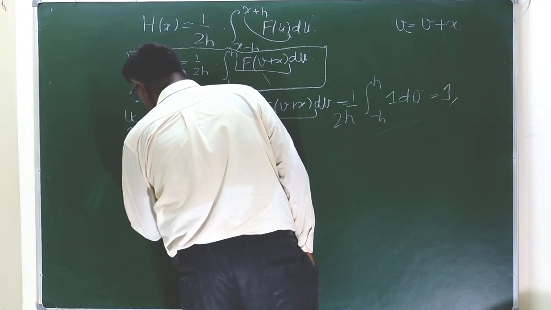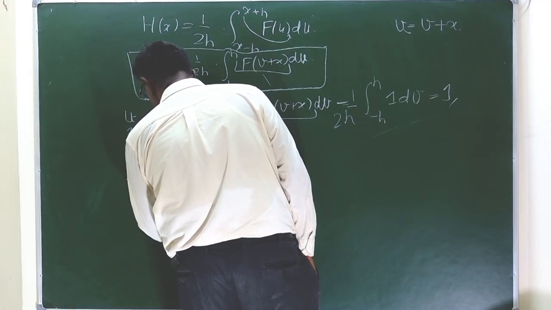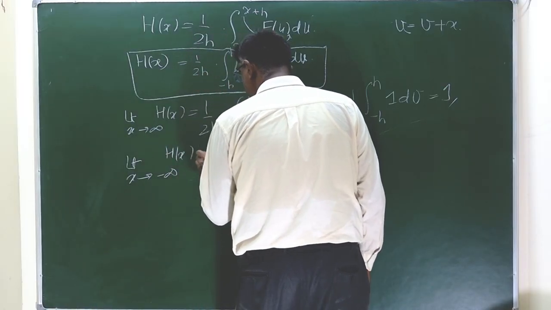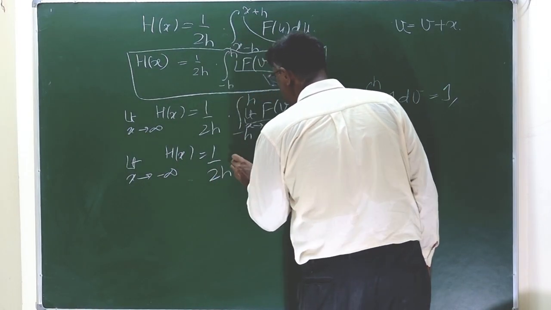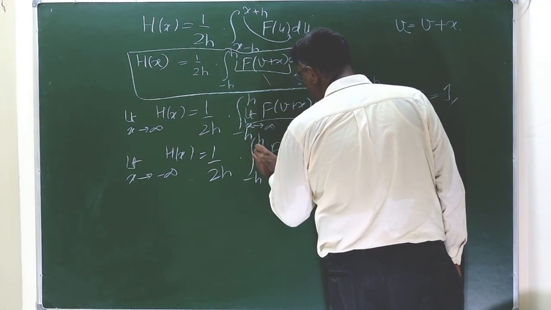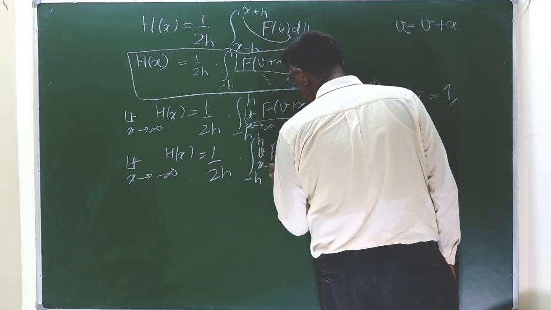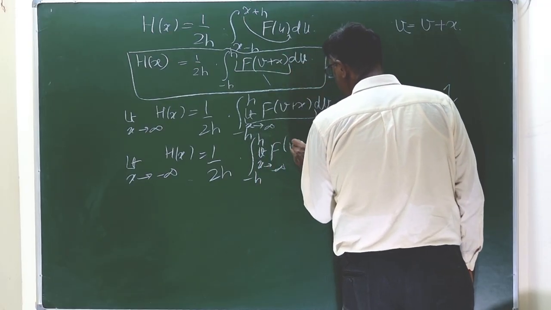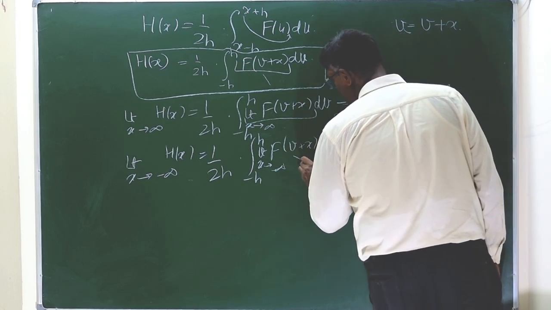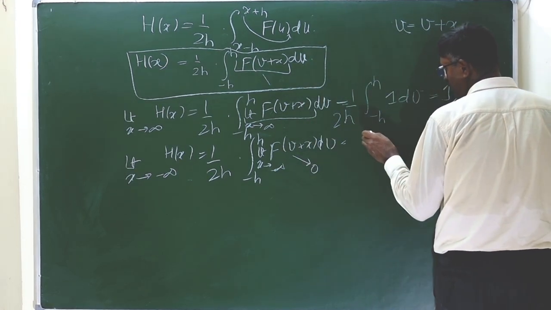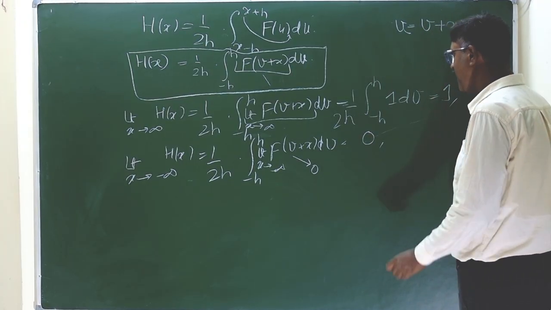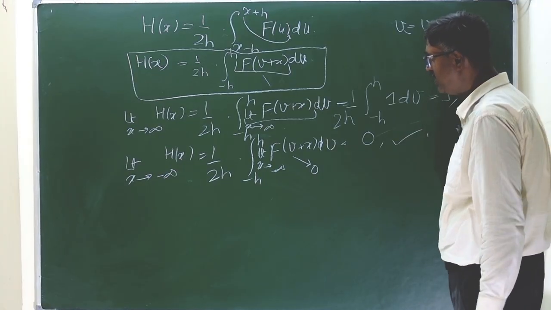Now the limit x tends to minus infinity of h(x), which is 1 upon 2h, integral from minus h to plus h of the limit x tends to minus infinity of f of v plus x dv. Now we know that this is 0, and the integration of 0 is 0. So we established that h(x) is 0 at minus infinity.